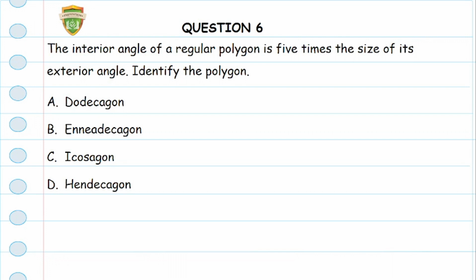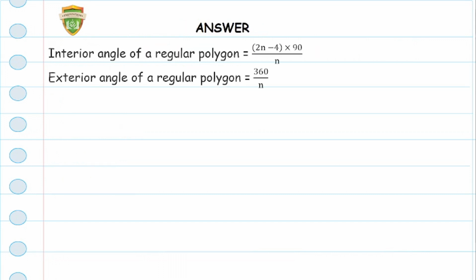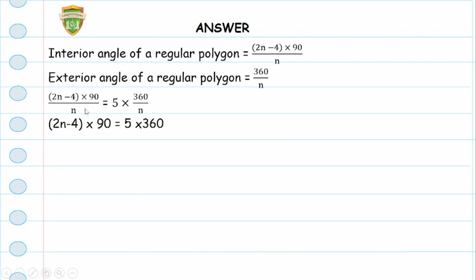Question 6 says that the interior angle of a regular polygon is 5 times the size of its exterior angle. We should identify the polygon. Now, the formula for the interior angle of a regular polygon is (2n minus 4) times 90 all over n, where n is actually the number of sides of the polygon. And for the exterior angle, it is simply 360 all over n. And the question tells us that this internal angle is 5 times the exterior angle. So that means that it's going to look somewhat like this, right? Since there's an n here in the denominator and an n here in the denominator, they cancel each other out.